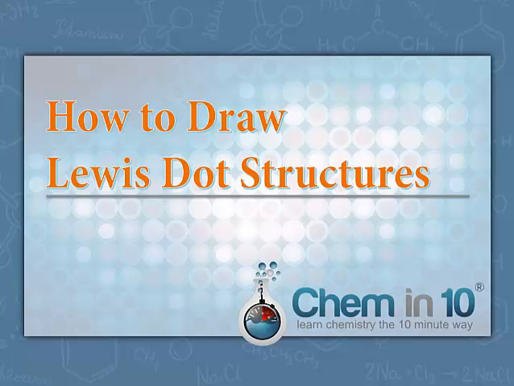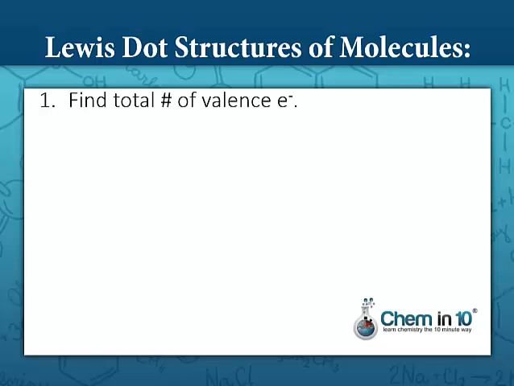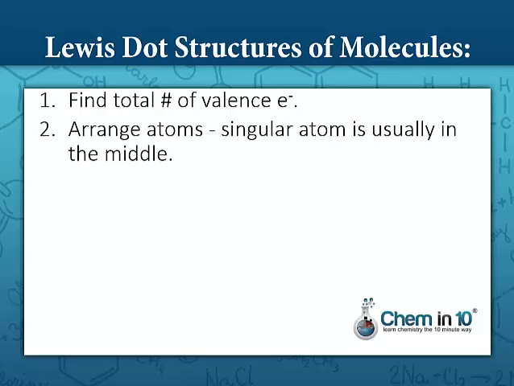dot structures. We're specifically going to focus on Lewis dot structures for covalent molecules. The first step is you find the total number of valence electrons.